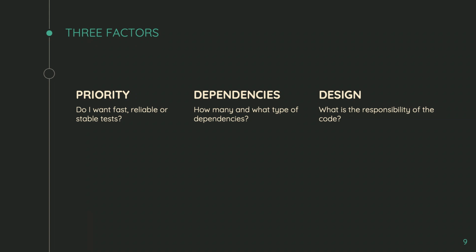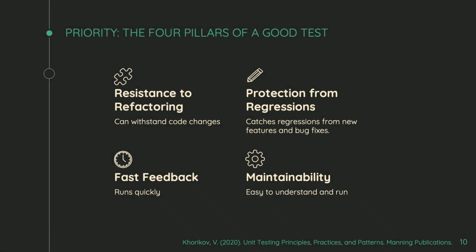And finally, the design of your code, the decisions that you've made in terms of your code responsibility, that's also going to influence the kind of test that you write. All right, let's talk about priority.